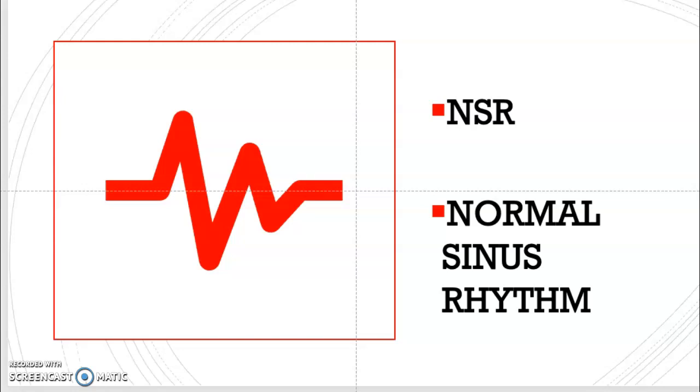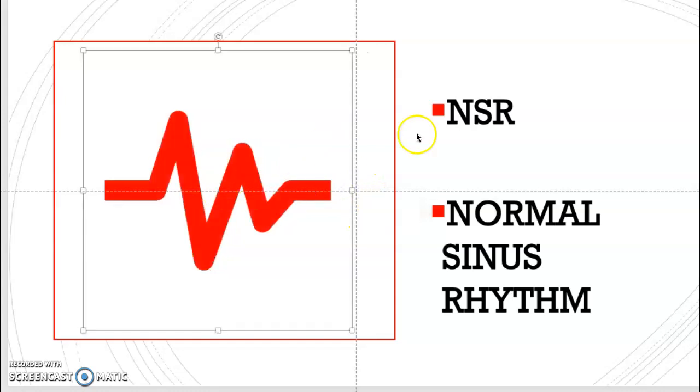NSR. This is another common one I see on the charts and stuff like that. And NSR stands for normal sinus rhythm. Like if you're working as a PCT, you see this common terminology used. Normal sinus rhythm means the patients don't have any dysrhythmias or anything like that.